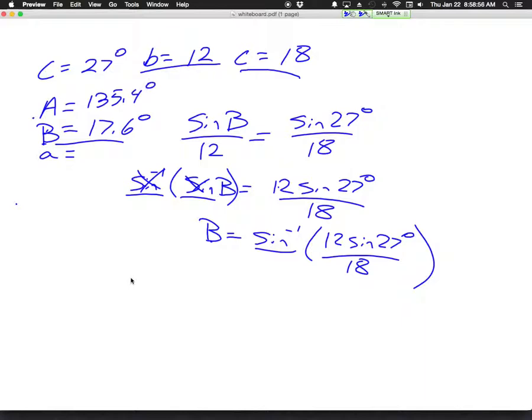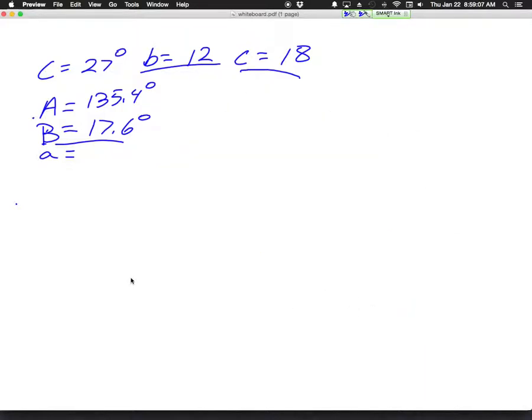I don't care what it is. So I get 135.4. So now what do I need to find? The side of A. I need to find side A. Christian, set it up for me to find side A.